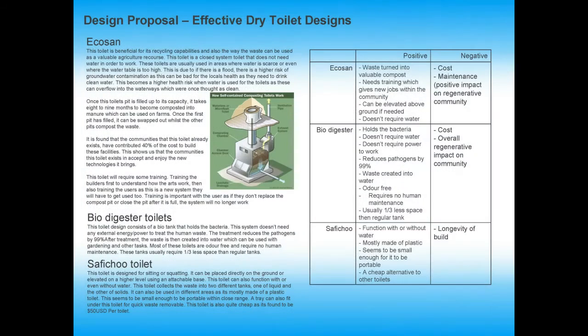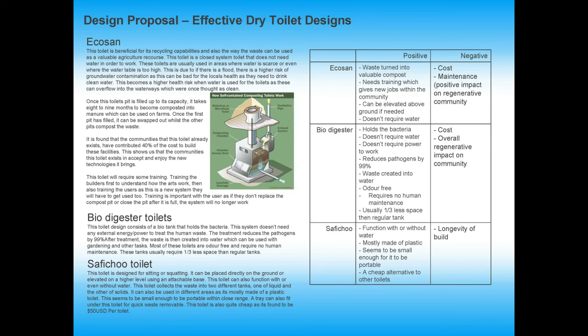There are many different dry toilet designs that can be effective in many different ways. The EcoSan toilet is very beneficial for its recycling capabilities and also the way it can be used as an agricultural resource. It is used in areas where water is scarce, as it doesn't require water to work. This toilet catches the waste, and after some time it is changed into a valuable manure resource that can be used for farming. This toilet is also already popular within different communities around India.